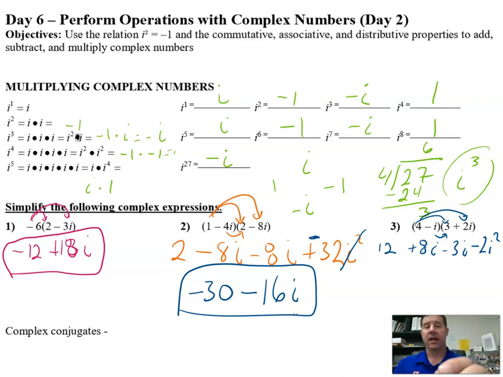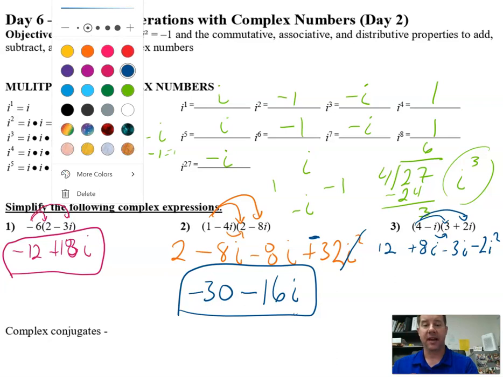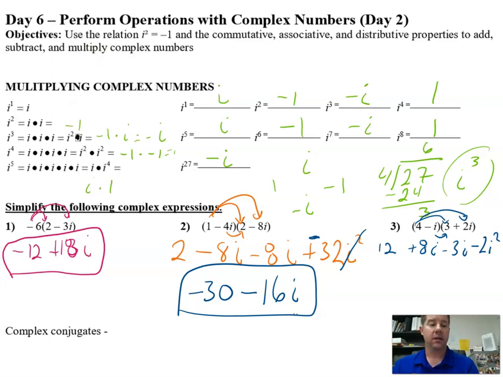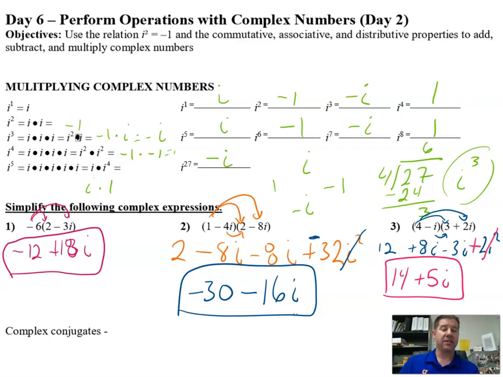All right. Now I have that i squared, and I've got to simplify that. So what we're going to do is just kill off the squared, but you need to change the sign. So that's going to go from a minus to a plus. And so now I've got 12 plus 2 is 14. 8i minus 3i is plus 5i. Again, always the real stuff in front and the imaginary stuff in the back.